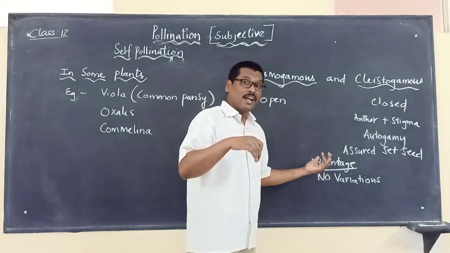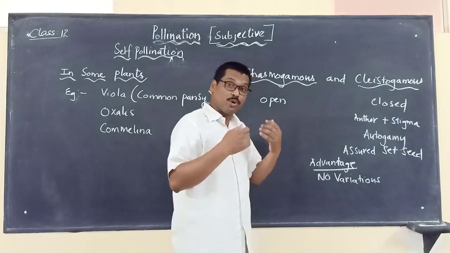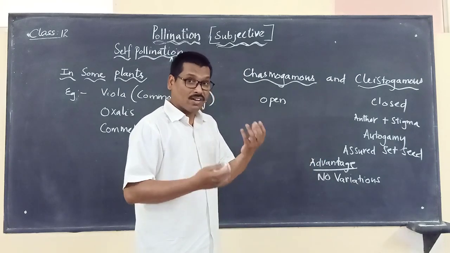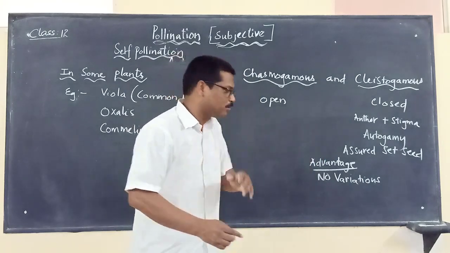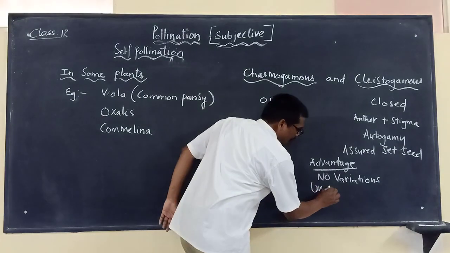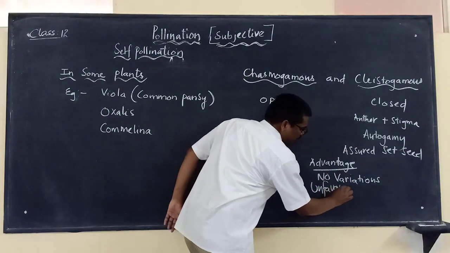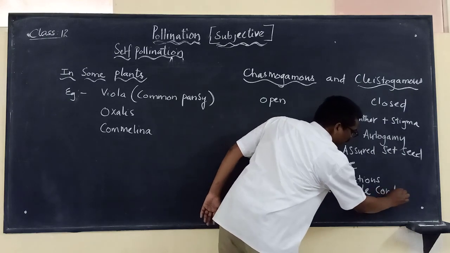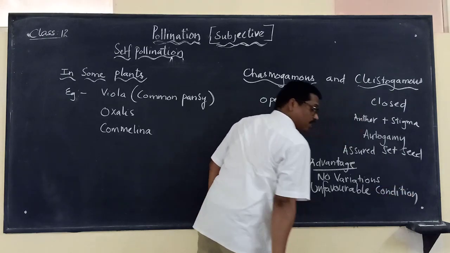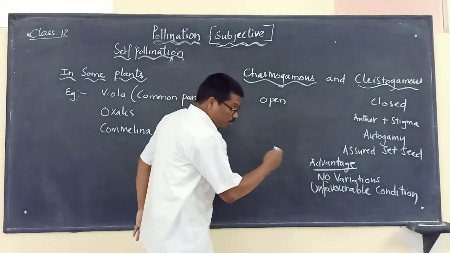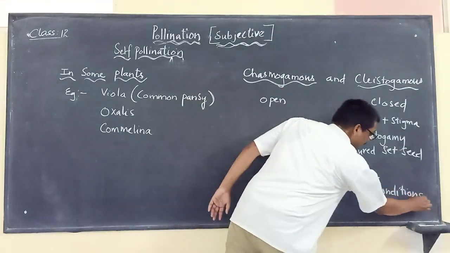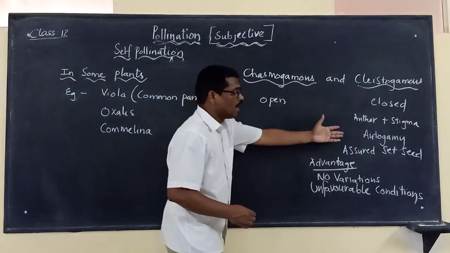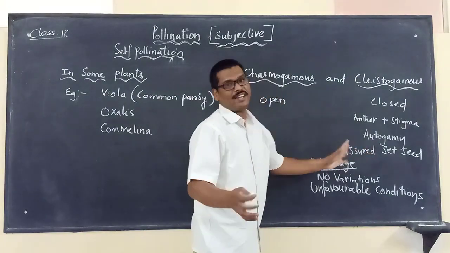And another advantage is that it produces the flowers or the seeds even under unfavorable conditions. Even under unfavorable conditions, it can produce seeds. During unfavorable conditions, it can undergo the process called autogamy, and produces the seeds.